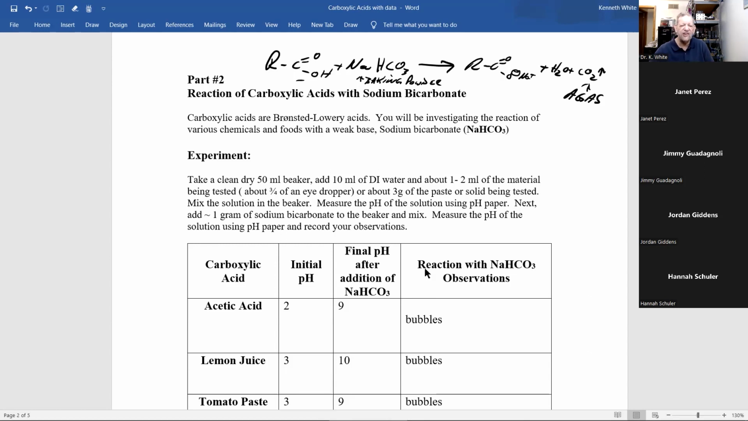Now, this is an acid. If I can spell it, let's try it again. This is a base. And you're making a salt right here. And what happens when you add a base to acid? Let's talk about pH.